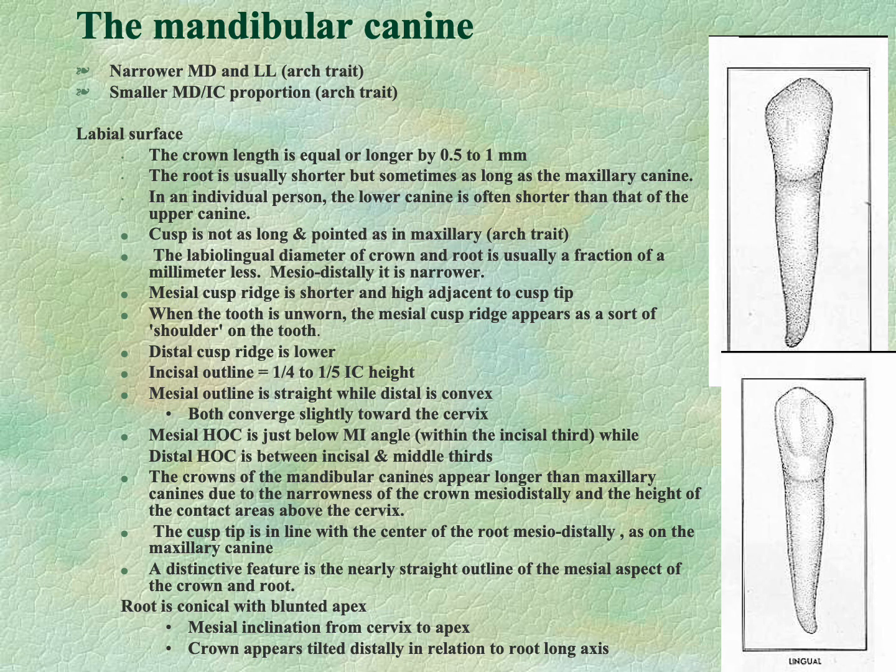The mandibular canine is narrower mesiodistally and labiolingually than the maxillary, which is an arch straight. It has a smaller mesiodistal to inciso-cervical proportion, also an arch straight. From the labial surface, the crown length is equal or longer by 0.5 to 1 millimeter. The root is usually shorter, but sometimes is as long as the maxillary canine.